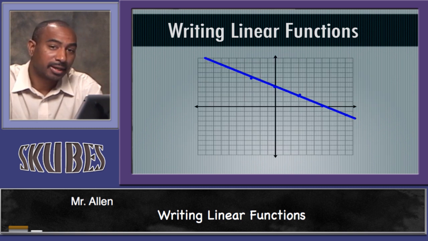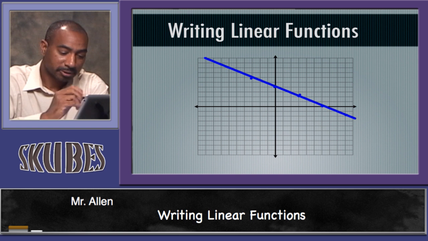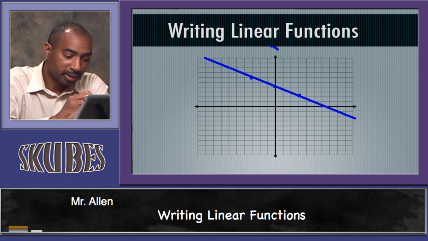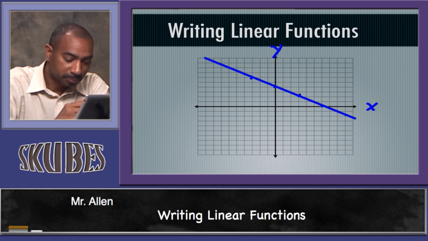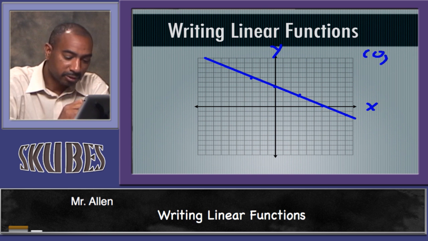What if you're just given a line? Then what do you do? First thing I would do is find that y-intercept. Where does it cross the y-axis? Here's my y-axis, here's my x-axis. So this point here, start at 0. X is 0, and you count up 1, 2, 3, 4. That tells me that's my y-intercept.